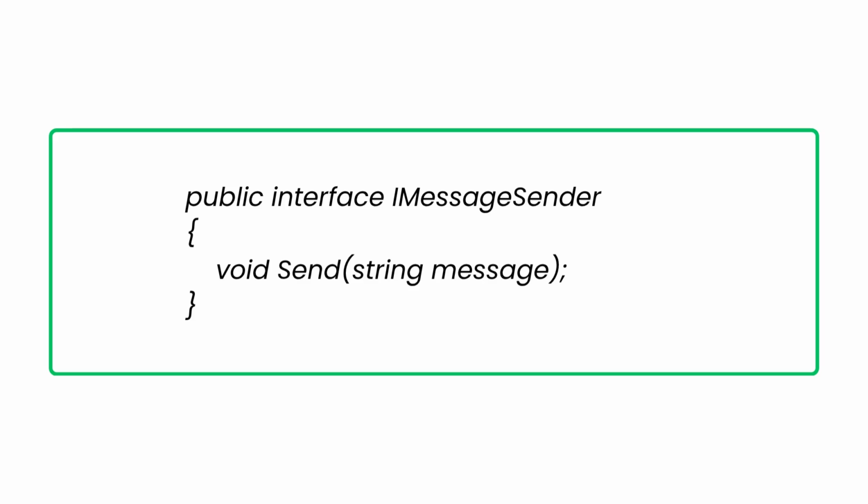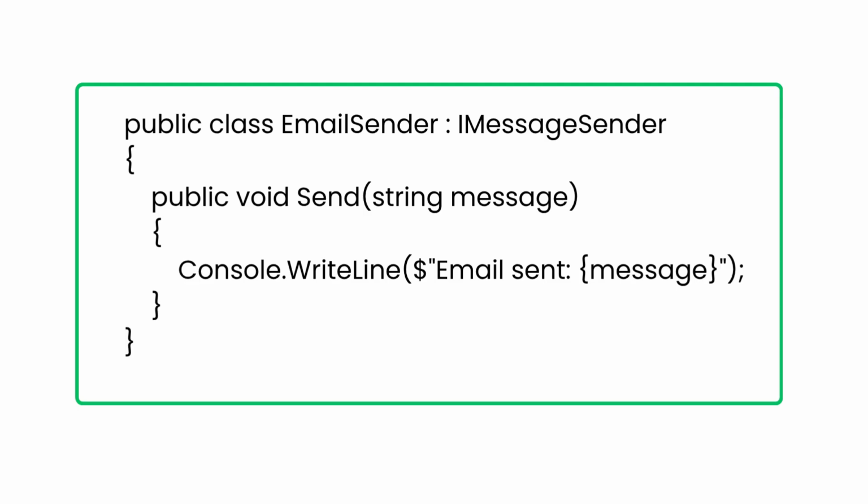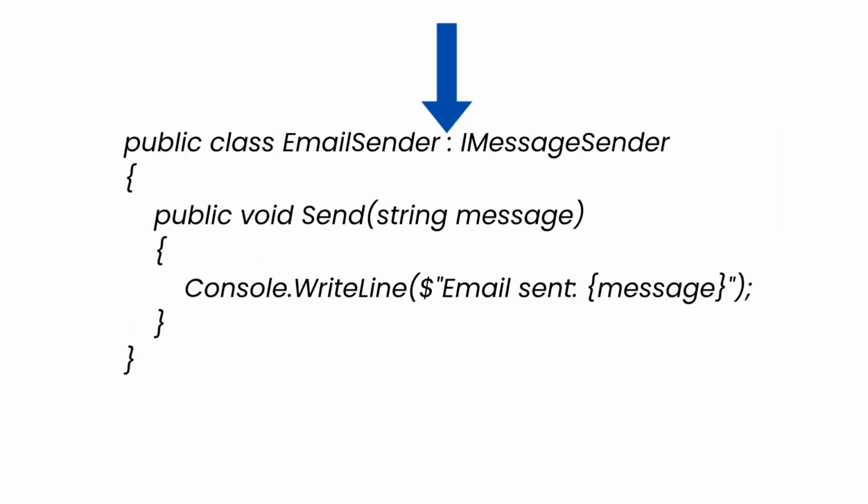First, we create an interface called IMessageSender. Think of this as a contract, a promise. This contract says, whoever implements me must have a send method that takes a message. That's it, simple contract. Now, email sender class implements this interface. See the colon here, this means email sender is signing the contract. It promises to have a send method.